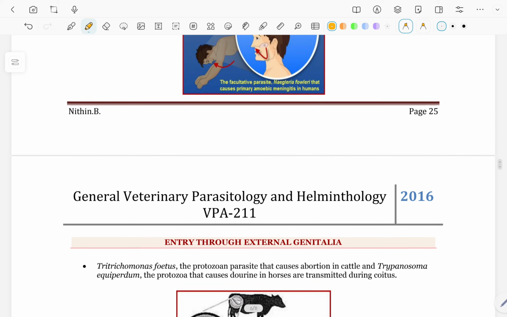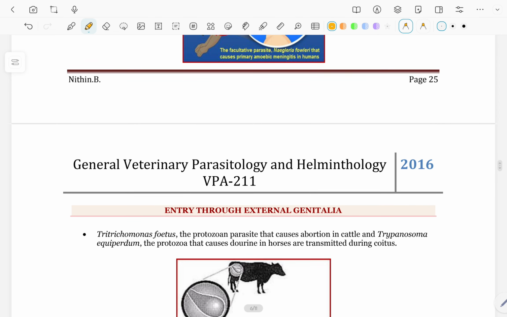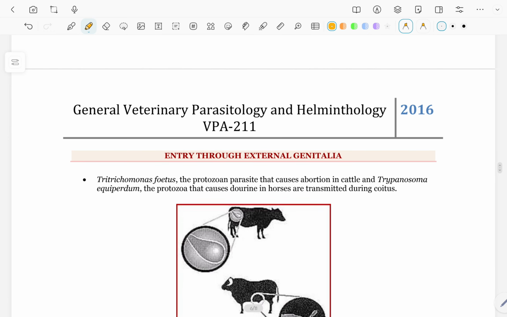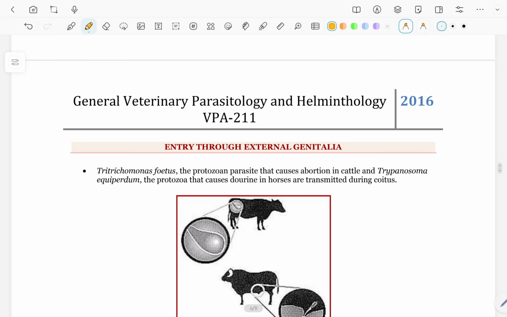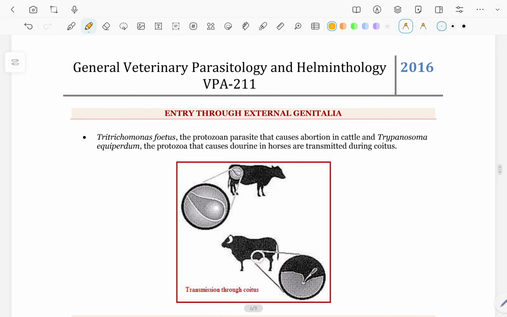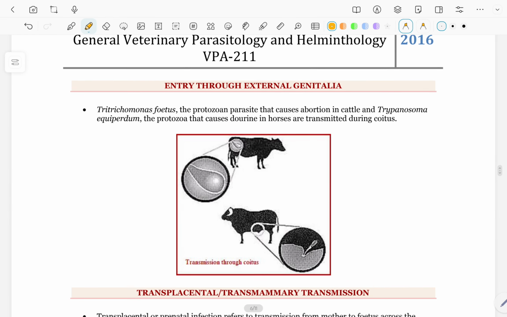Entry through external genitalia. Tritrichomonas foetus, the protozoan parasite that causes abortion in cattle, and Trypanosoma equiperdum, the protozoa that cause dourine in horses, are transmitted during coitus.